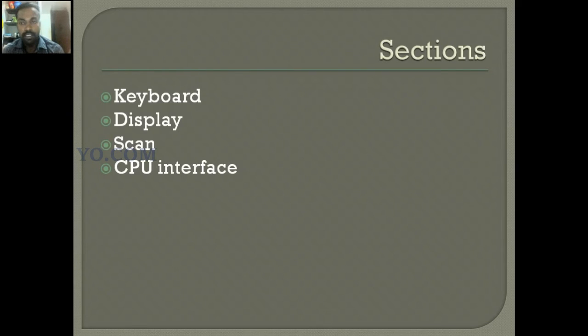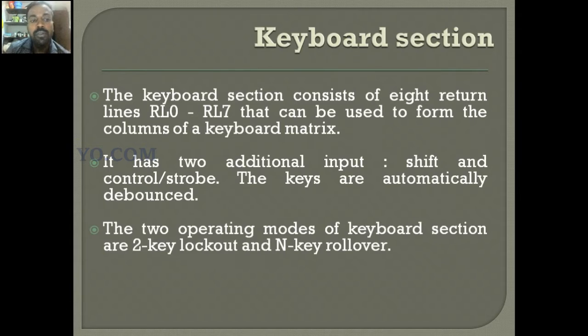Next one, the sections of 8279. The 8279 is divided into 4 different sections: keyboard section, display section, scan section, then CPU interface. We will see them one by one. First, we are going to see the keyboard section. The keyboard section consists of 8 return lines. That is RL0 to RL7, which can be used to form the columns of the keyboard matrix. So these return lines are connected with the columns of the keyboard matrix.